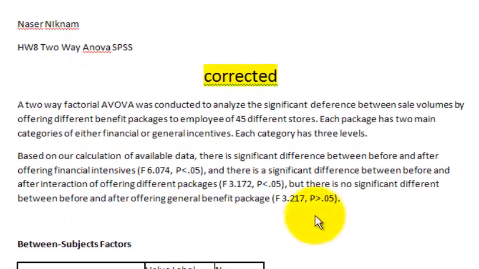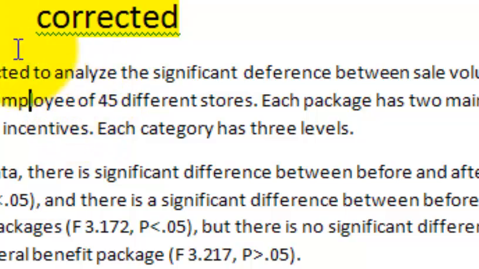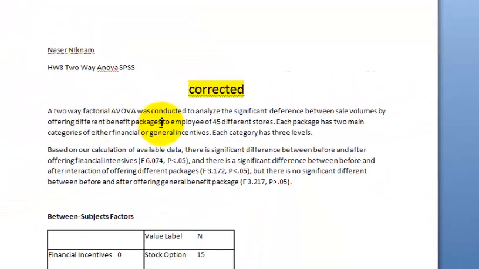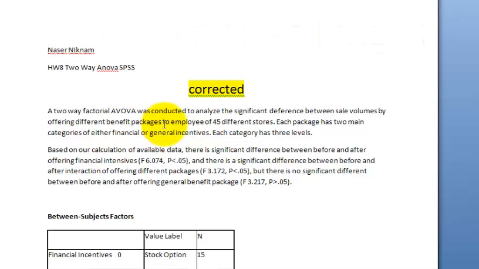Okay, here's homework number 2. I'm already seeing some mistakes here. So, you say each category has 3 levels. You should probably list the levels. Okay, so if it says benefit packages, you might want to put in parentheses and then list the 3 different benefit packages, okay? And then the same with the financial incentives, right, or the general, the financials.